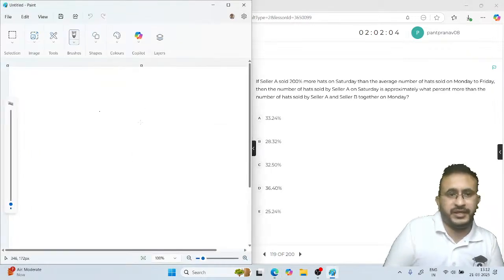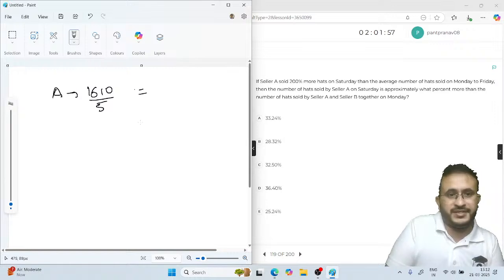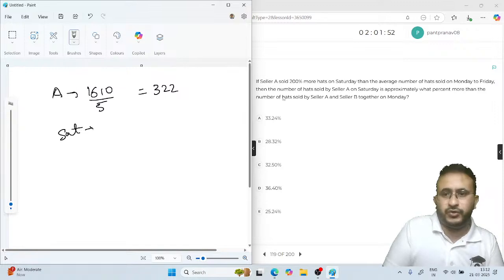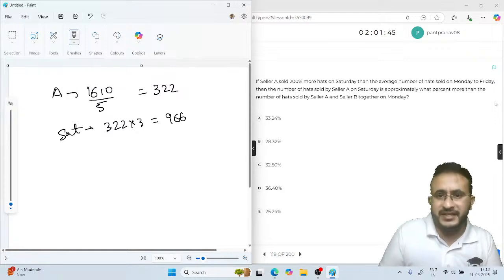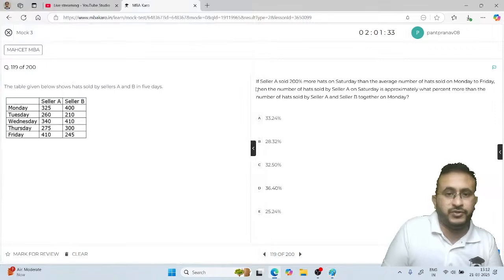अभी हमने calculate किया था एवरेज नंबर ऑफ हैट सोल्ड ऑन मंडे टू फ्राइडे. सो ए का हमने कैलकुलेट किया था, टोटल वाज 1610. ओके, नाउ एवरेज इफ वी टॉक अबाउट दिस इज 322. सो ऑन सैटरडे ही सोल्ड 200% more, so into 3 times, that is 966. Then it is saying that number of hats sold by seller A on Saturday is approximately what percentage more than hats sold by A and B on Monday. A plus B on Monday we will calculate. So Monday we have 725.